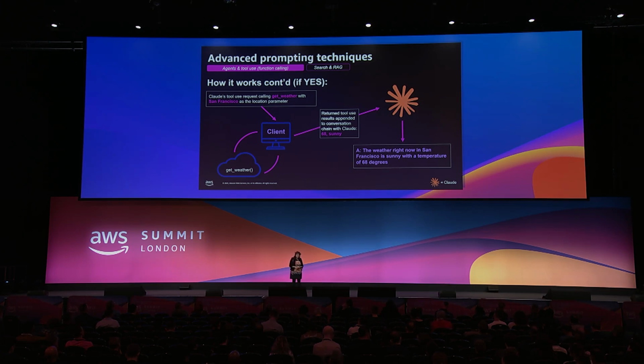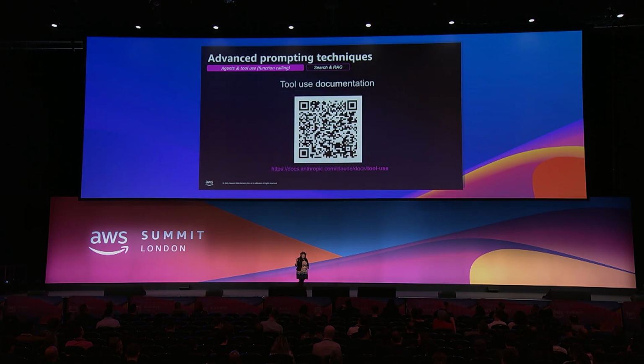So all this is in our documentation. I highly recommend that you read it. If you want, I'll pause on this QR code screen if anyone wants to take a quick photo. You can also find it at docs.anthropic.com under tool use capabilities.